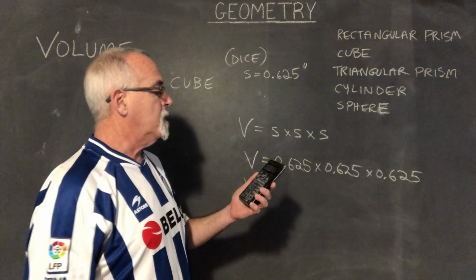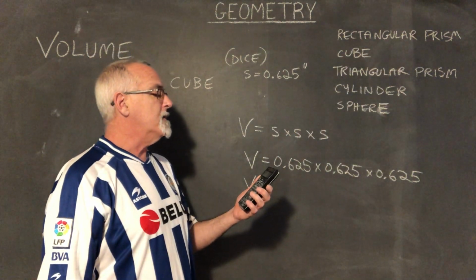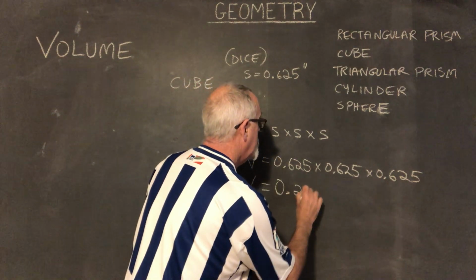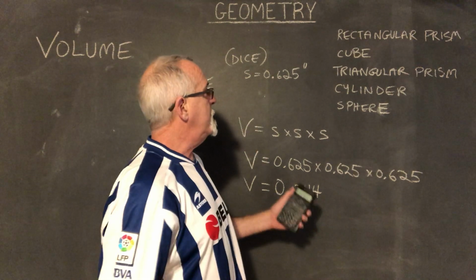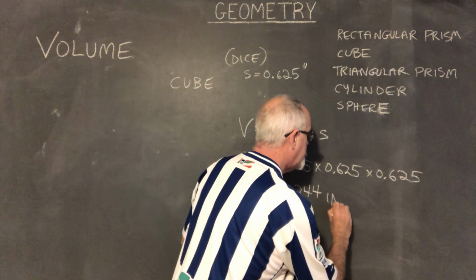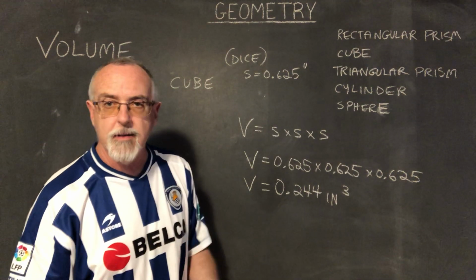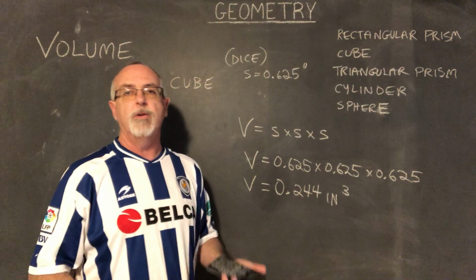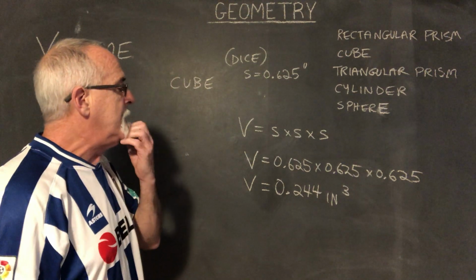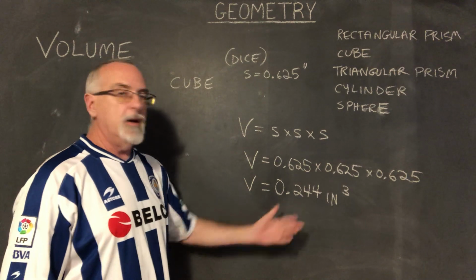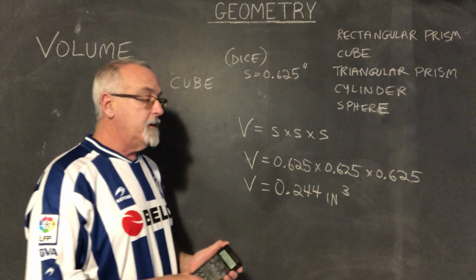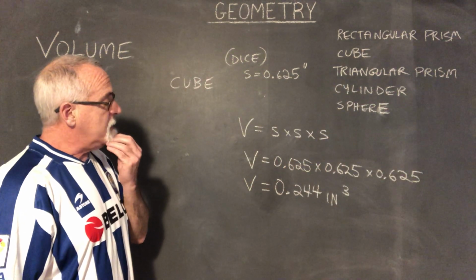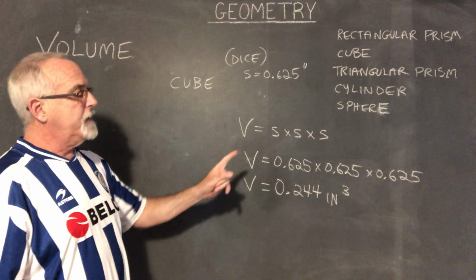0.244, and it's a long decimal, so I will round to the nearest thousandth. So I will say it is going to be 0.244, and it is inches cubed, because it is a volume. So we got used to area units being squared. We have to get used to volume units being cubed. That's just part of the lesson. And we have the very small volume, but we expected a very small volume. It is a very small object. So the decimals don't stop us from being able to do it. Okay, so we have covered the cube.